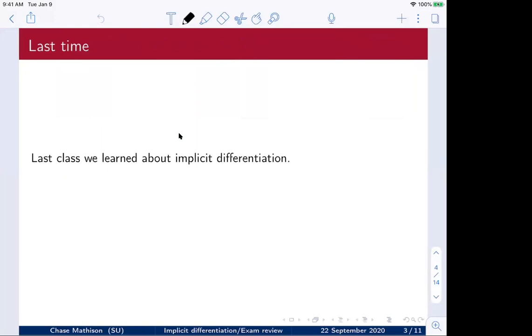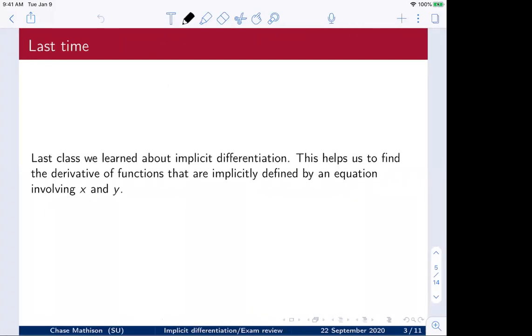So last time we talked about implicit differentiation. This is going to be a pretty powerful tool for us. Like we saw, it helps us to differentiate functions that are implicitly defined by an equation involving both x and y, or in general, a dependent variable and an independent variable.